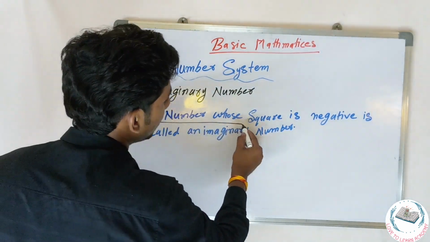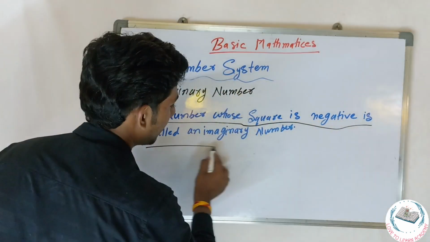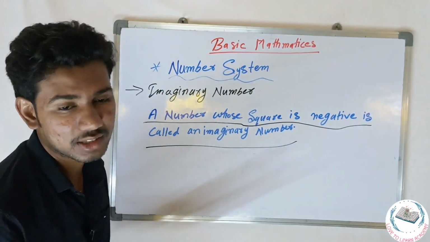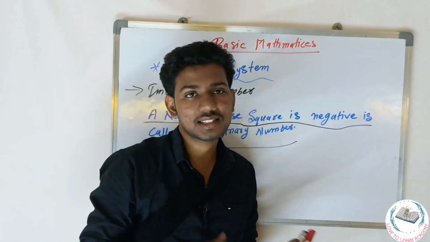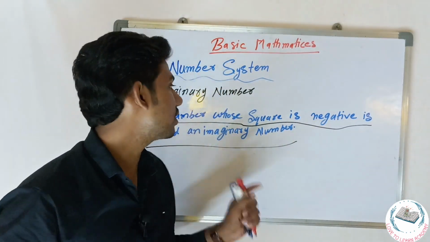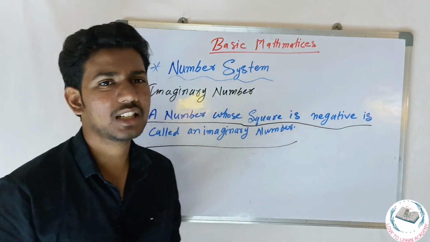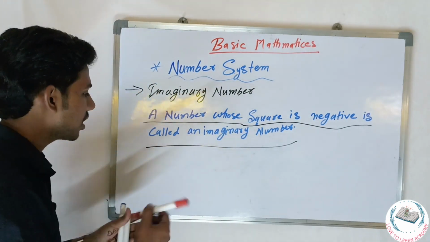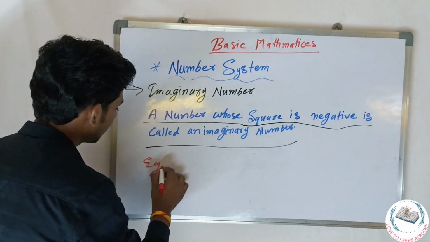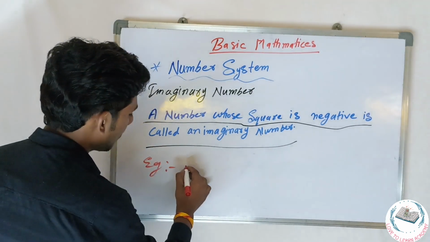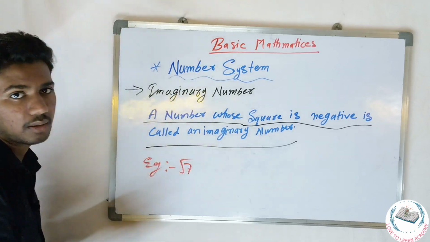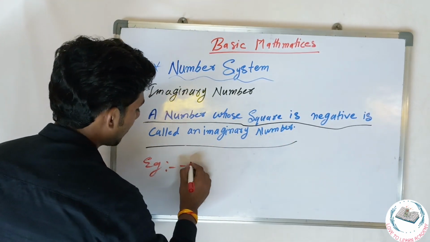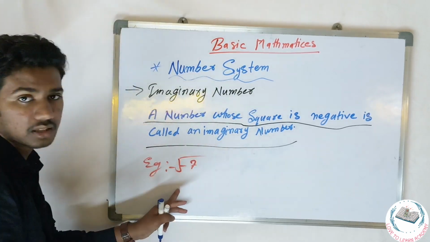A number whose square is negative is called an imaginary number. By this definition you already understand this. If the square is negative, that is known as an imaginary number. Suppose I take an example. 7 is not an imaginary number because its square is not negative. But if you take minus 7 square, it's an imaginary number.